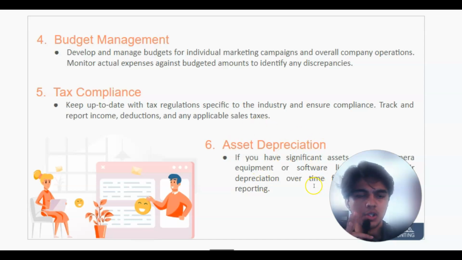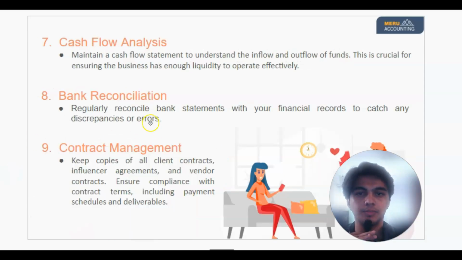Next is asset depreciation. In asset depreciation, if you have significant assets, like a camera or some lighting equipment or the mic or anything like that, and for the editing you are having some subscription-based software or software licenses, then you need to track their depreciation over time for your accurate financial reporting, how much they have been depreciating. You have to record that.